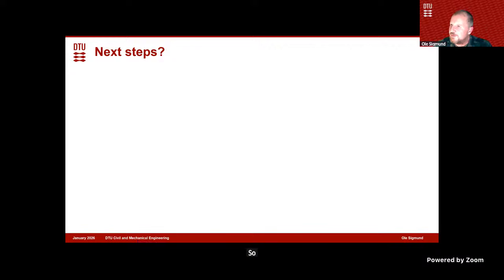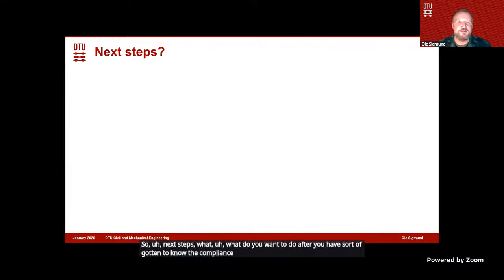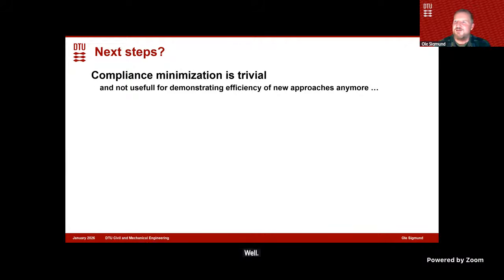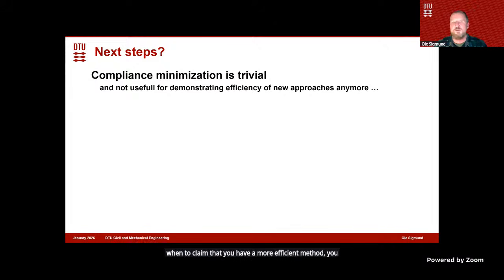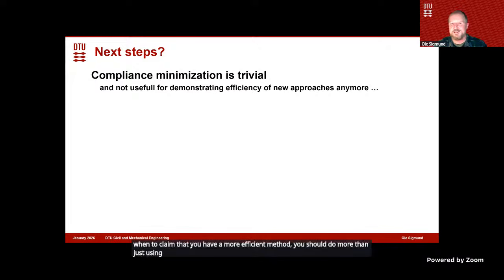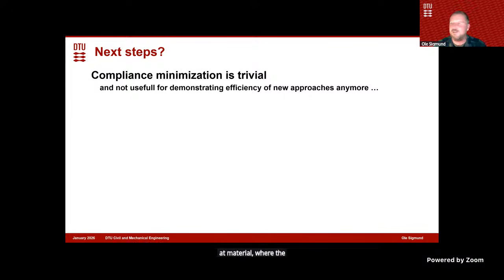So next steps: what do you want to do after you have gotten to know the compliance problem that I've demonstrated here? Well, first of all, compliance minimization is trivial by now, and I would say not useful for demonstrating efficiency of new approaches. So if you want to publish a paper where you claim that you have a more efficient method, you should do more than just using compliance, because as I said, it's a trivial problem. It has the same sign of sensitivities. Add material where strain energy is high and subtract where it's low.